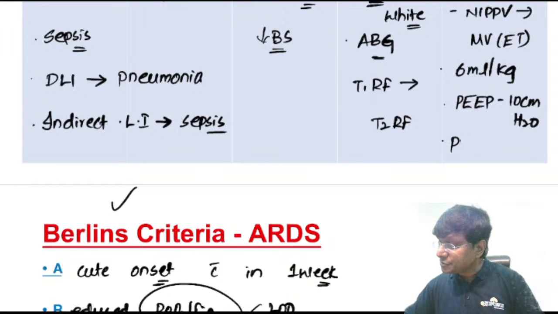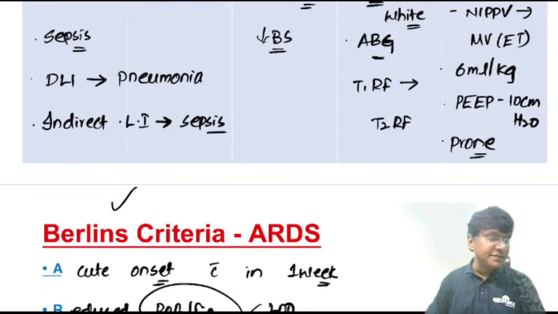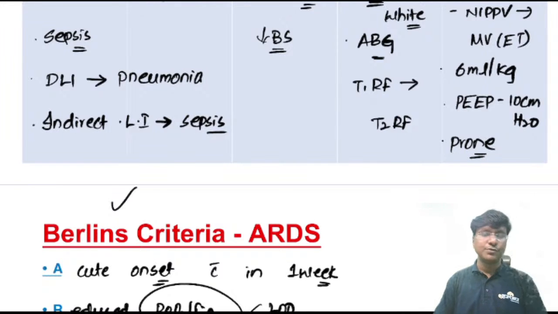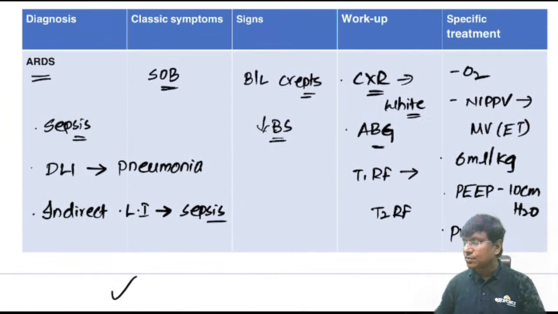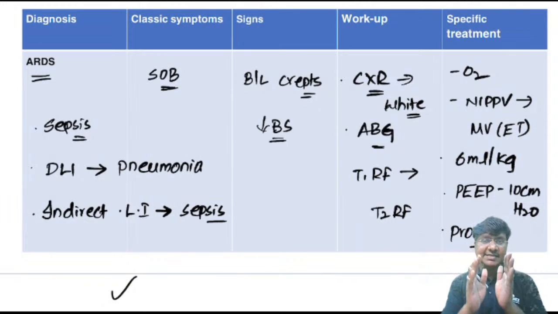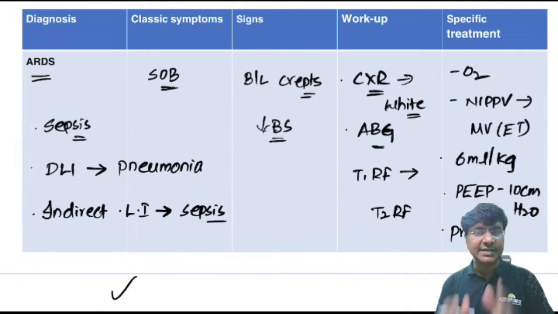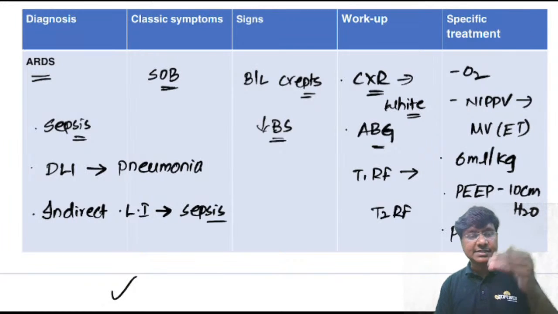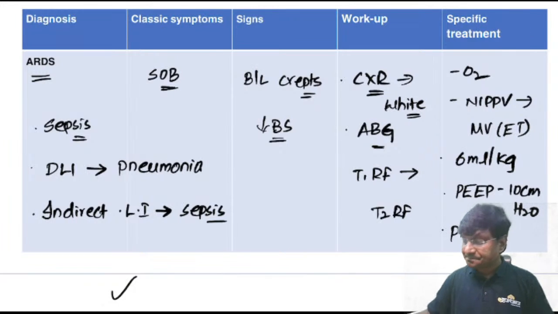And what should be the position of the patient? The position of the patient should be the prone position. So this is about your ARDS, which can present with sudden onset dyspnea, which is one of the pulmonary emergencies. These are some of the expected pulmonary emergencies that can be asked in your exam.